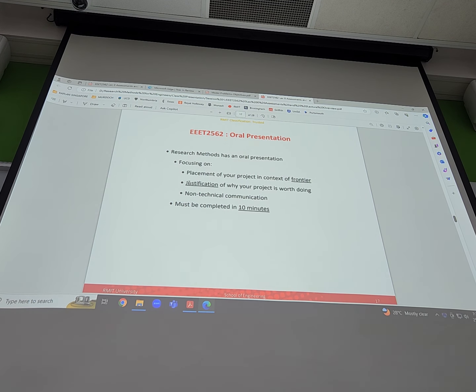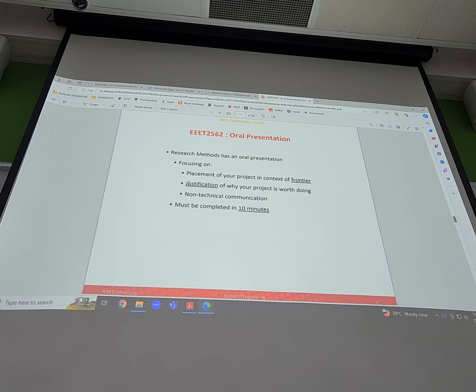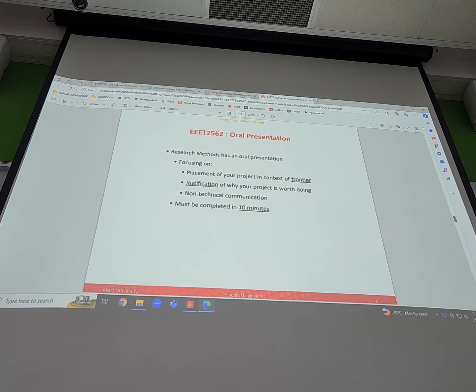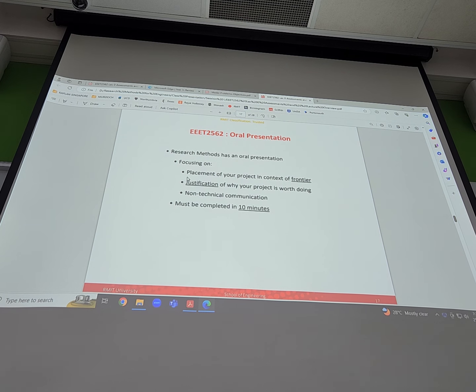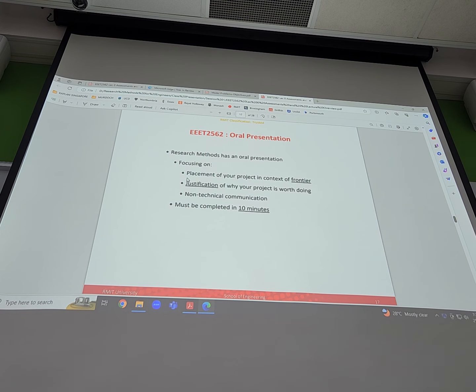For RME, the maximum time is 10 minutes. You need to come up with your PowerPoint slides based on your final research proposal.